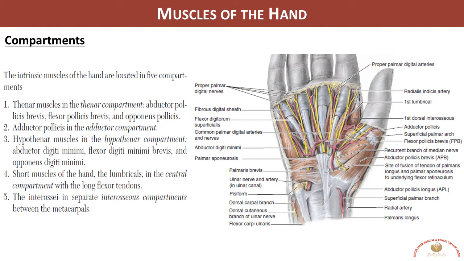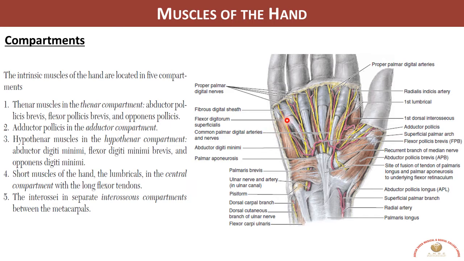First of all, we should know what the compartments in the hand are where the muscles lie. As we all know, the muscles of the hand are located in five compartments: thenar muscles, hypothenar muscles, adductor pollicis muscles, and the short muscles of the hand, and these short muscles consist of lumbricals and interossei.